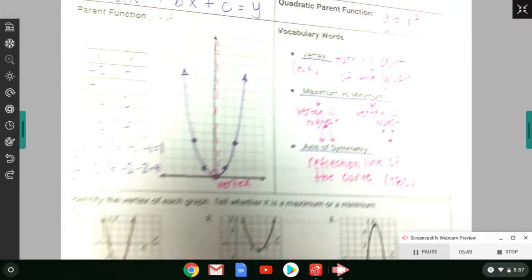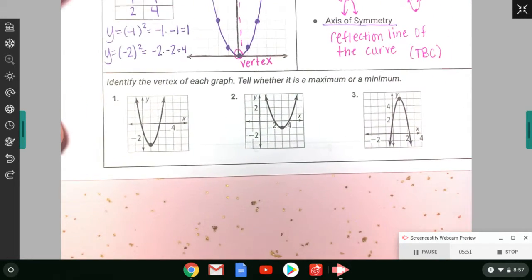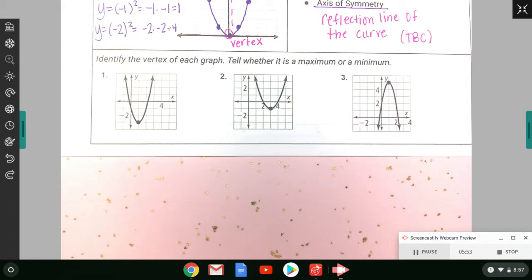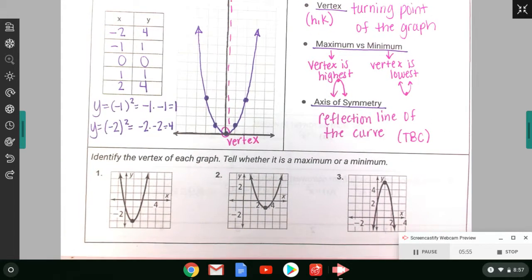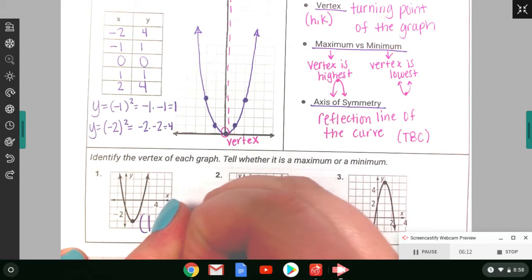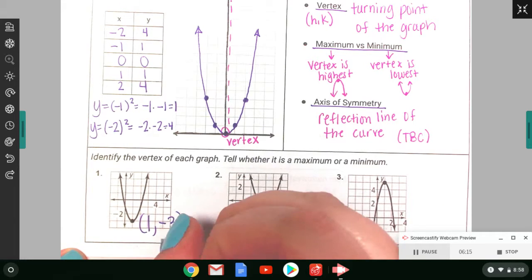All right, so let's look at what's next. This next is just some recall on the vertex. It says identify the vertex of each graph, tell whether it's a max or a min. So here's our vertex right at the bottom. It's bolded in nice and pretty for us. Notice your axes are counting by 2, so here's 4, so that means that's 2. These are counting by 1, sorry. So it's at 1, -3, and it's at the bottom, so it's a min.